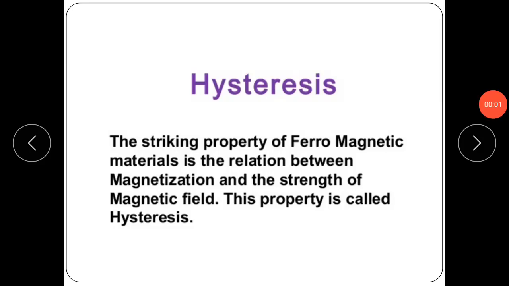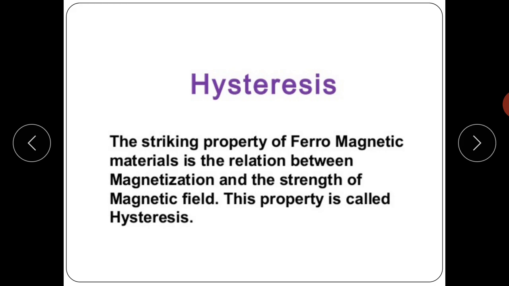Hello everyone. Next topic is we will discuss hysteresis. What is hysteresis? Hysteresis means the lagging property of ferromagnetic material, the relation between magnetization and the strength of the magnetic field. This property is called hysteresis, below the critical or Curie temperature. The ferromagnetic material shows a considerable increase in susceptibility and exhibits the well-known hysteresis.